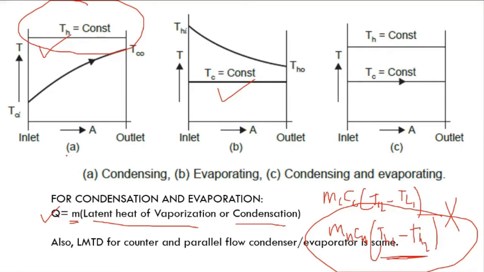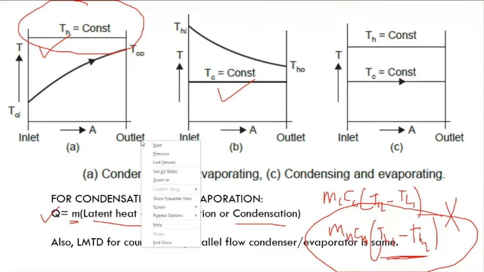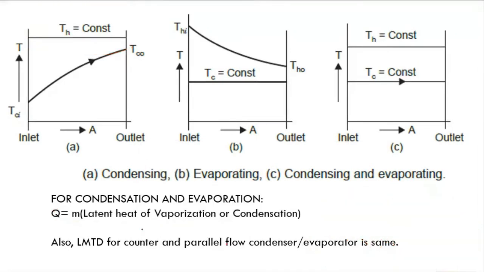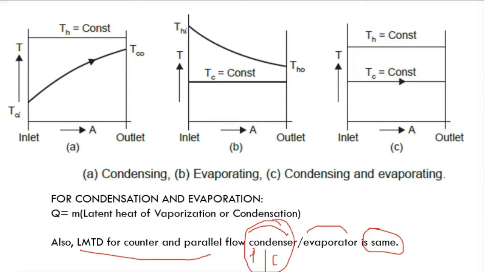Yes, sir. Okay. Now here one more thing which we had already concluded, that LMTD for counter flow and parallel flow heat exchangers in case of condensers and in case of evaporators is the same. Whether you are using a parallel flow condenser or a counter flow condenser, both will have the same LMTD. Whether you are using a parallel flow evaporator or a counter flow evaporator, both will have the same LMTD. This is what the statement means. No doubt in this part? No doubt, sir. Okay. So with this, we are done with the first method of analysis of heat exchangers, which was the LMTD method. No other concept is there in LMTD.